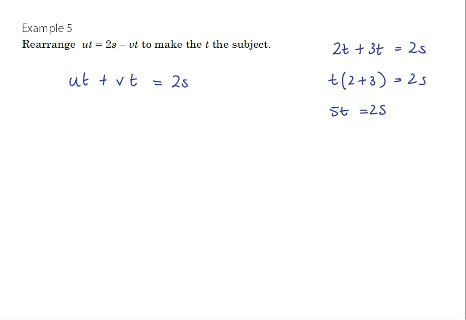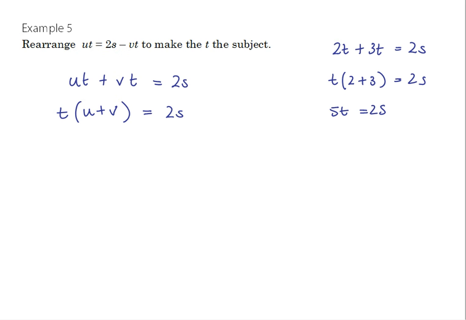And so we want to think about that same thing in this literal equation here where we don't have numbers, and that's not as obvious. So what we can recognise here is that t is a common factor, so let's take it out. So we've got t multiplied by u plus v equals 2s.